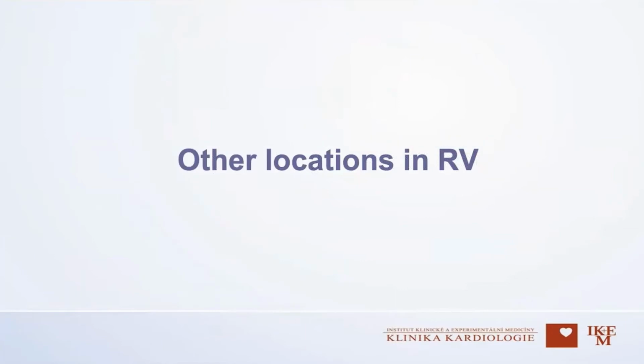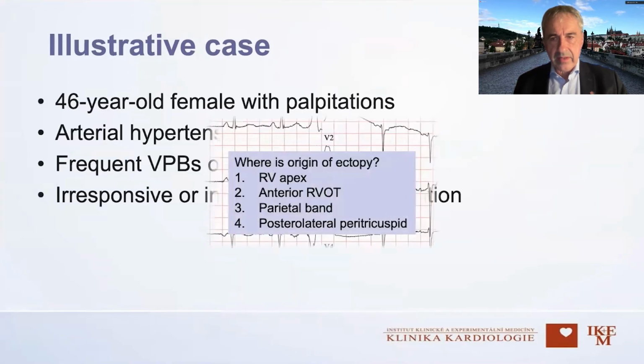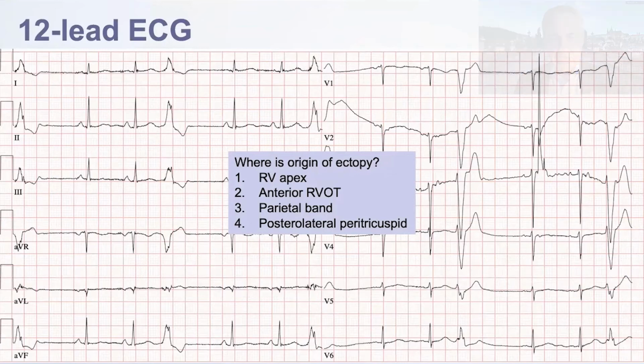What about other locations in RV? This is an illustrative case of a female with palpitations with frequent VPBs on Holter. She was intolerant to medication, and you see the 12-lead ECG, and you see very positive in lead 1, 2, and less positive in lead 3, left bundle branch block. And so this cannot come from RV apex, cannot come from anterior RVOT or posterolateral tricuspid, because the axis would be different. So it's a parietal band.